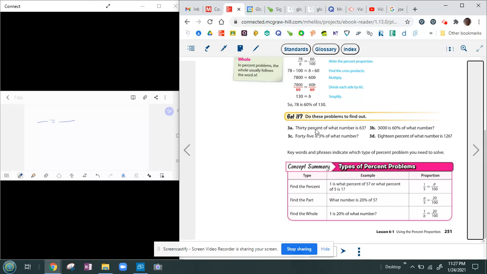Anyway, 3a says 30% of what number is 63? Well, we're going to put our 100 in always. The percent's easy to figure out because it says 30%. Okay, it says of what number, so I know my variable goes down there, and then I say is 63, so that goes up there. All right, let's see if any of these are really tricky. Let me try B. It has a big number. Okay, so 3,000 is, well, I'm going to put my 100 in first. 3,000 is, so that goes up there. 60%, that goes there. Of what number? That goes down there, so not too tricky.